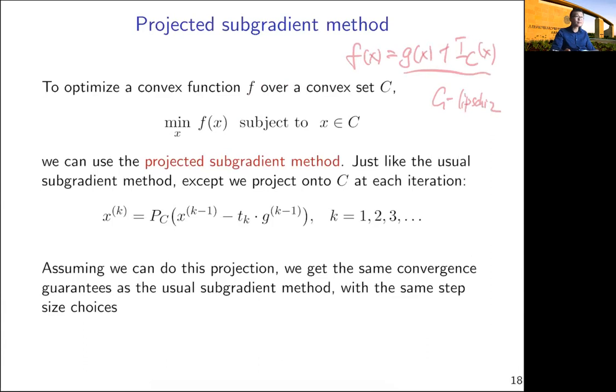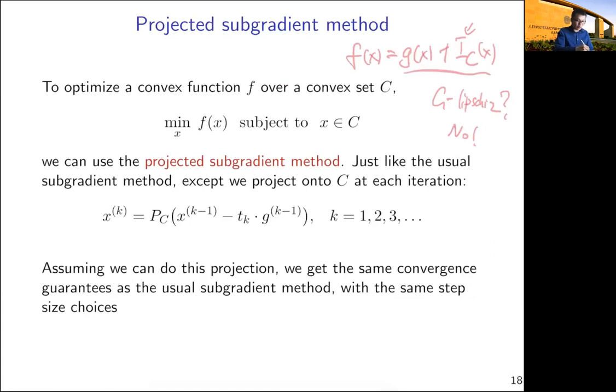Why is that? Answer is no. The reason is that this indicator will give you infinity the moment that you're outside this convex region C. And when you are inside, you are 0. So this is actually not a Lipschitz function at all. So the standard subgradient method doesn't really apply here.